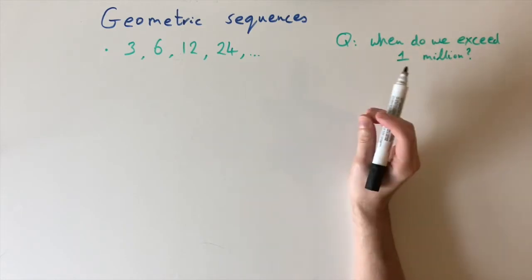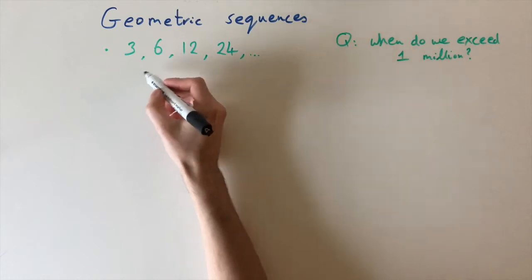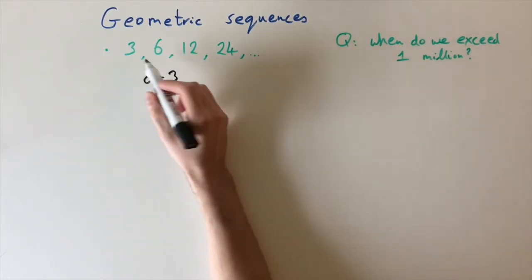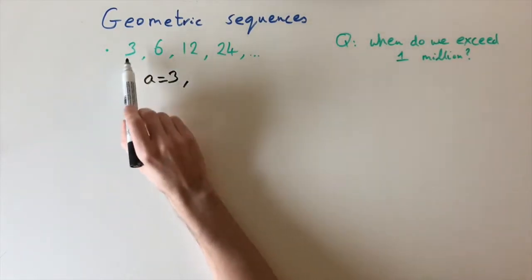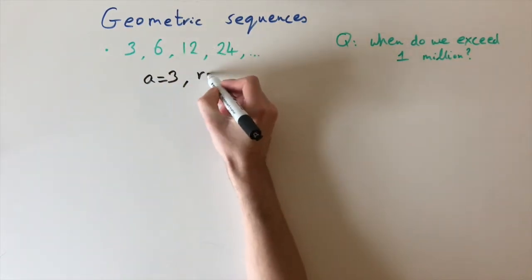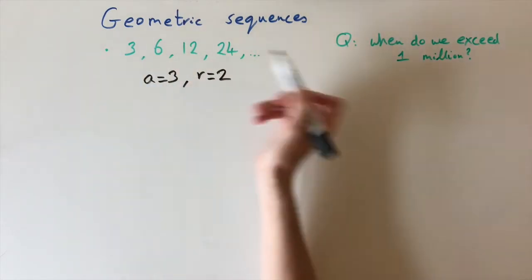And that's the question. So to approach this, we need to think about what's defining the sequence. And what we can do is write a for the first term, so a equals 3, and then the common ratio, the number that we're multiplying to get between terms, is 2. So 3 times 2 is 6, 6 times 2 is 12, so our ratio is 2. And in fact, these two bits of information define the whole sequence.